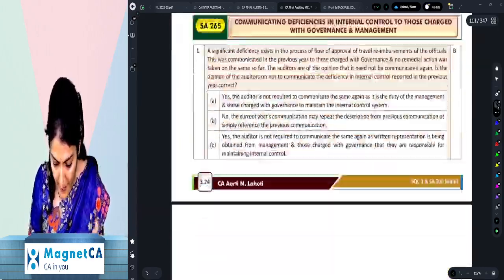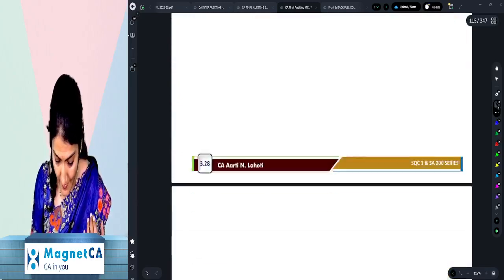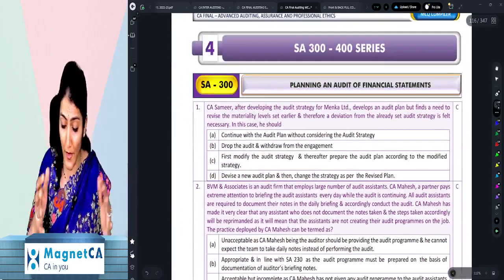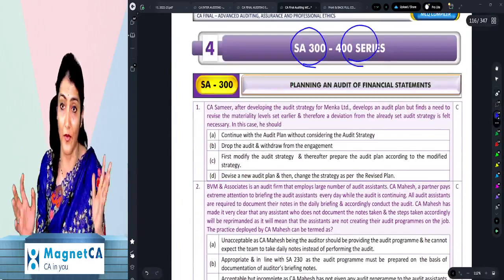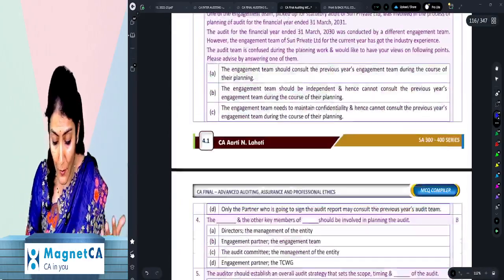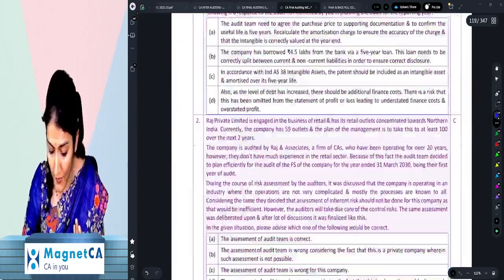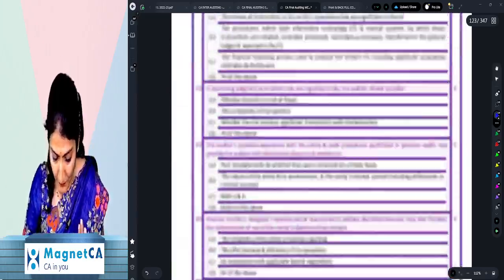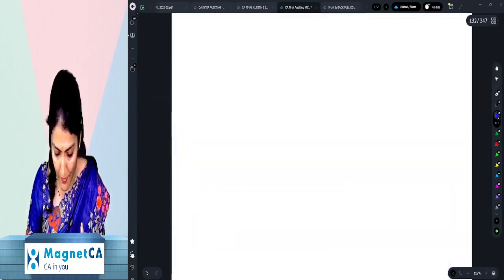You see the MCQs regarding the SQC1 and the SA 200 series, right? Then after the SQC1, SA 200, next chapter you see over there is for the 300, 400 series, right? So again, starting with SA 300, 315, 320, 330, 402, and the 450. Right, so those are the MCQs for the 300 and the 400 series.